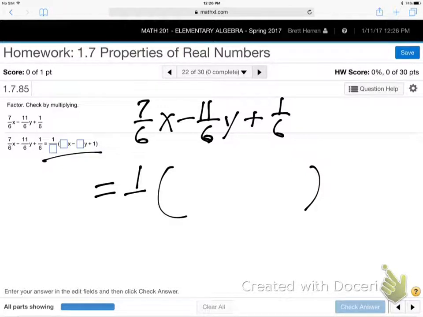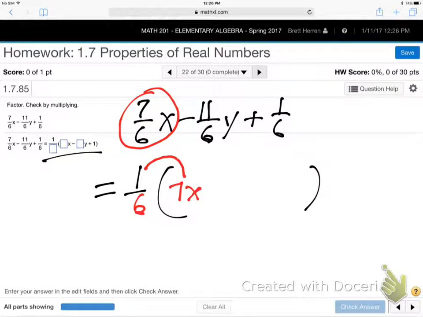What's it going to be? Well, what do they all have in common? 6. Right? They all have that 6, don't they? 1/6. So 1/6 times what will go back to 7/6x? 7x is correct. Are we all good with that?